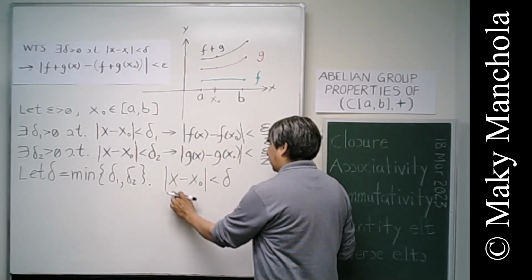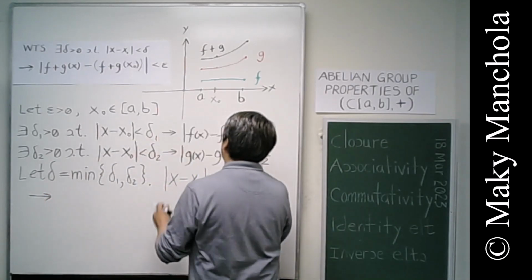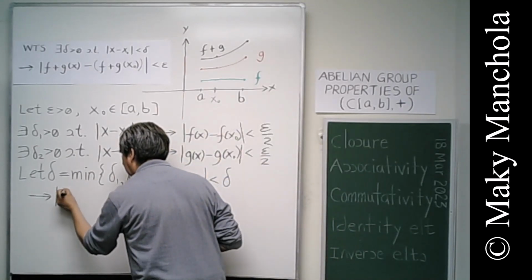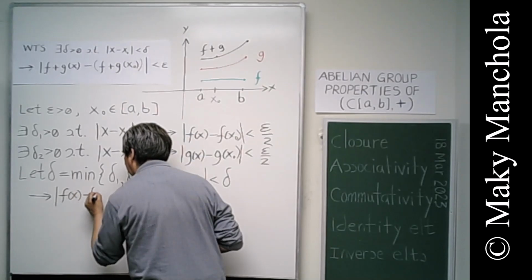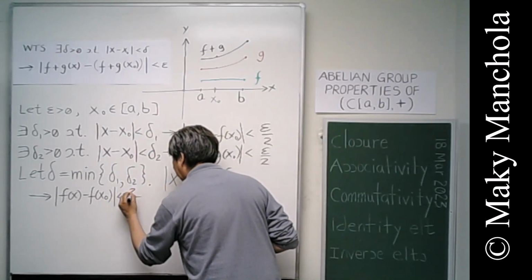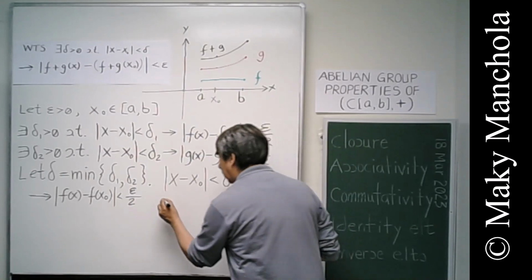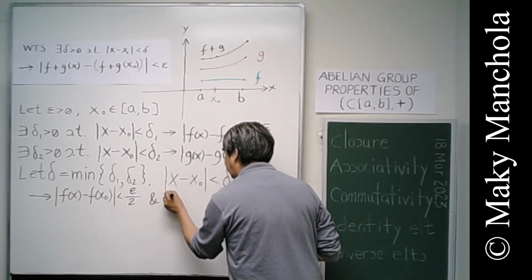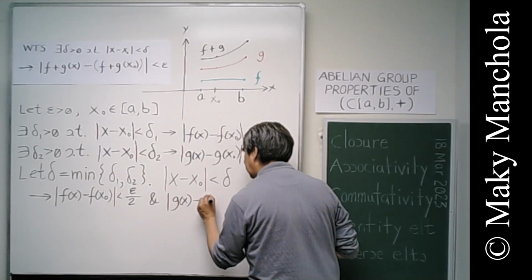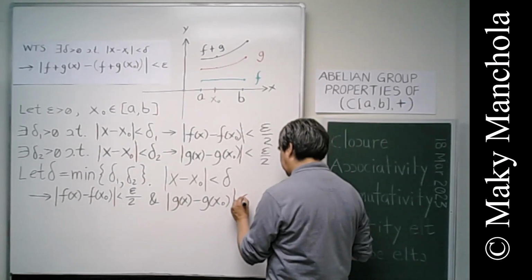So if the absolute value of x minus x0 is less than delta, that implies that the absolute value of f of x minus f of x0 is less than epsilon over 2, and also the absolute value of g of x minus g of x0 is less than epsilon over 2.